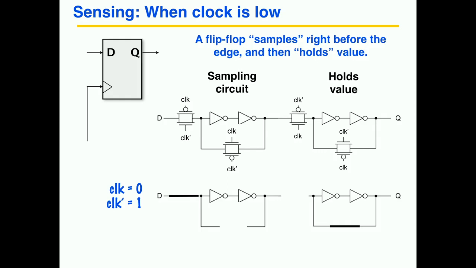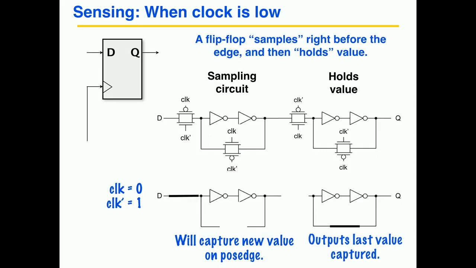And then when the clock goes to high, they kind of... So what's happening during this period is that the first stage is capturing the new value. It's coming in, waiting for the clock edge, because the clock is at 0, and while this one is holding the previous value.